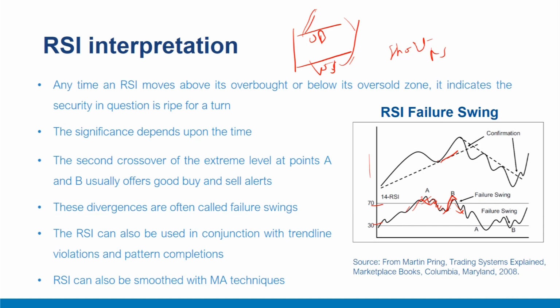For example, here the price is still moving up, while at this time the momentum is going down and it has witnessed a failure swing as well at B and it is going down. So this kind of negative divergence is set up between momentum and price, and there's a high probability that price may fall down. We can also use RSI in conjunction with trend line violations and price pattern completions. For example, here we can see that some trend line has been violated on the downside, which indicates a high probability of reversal.